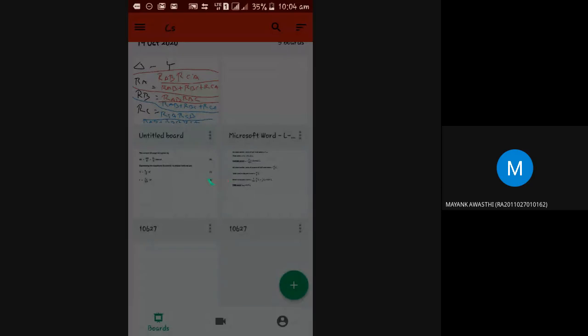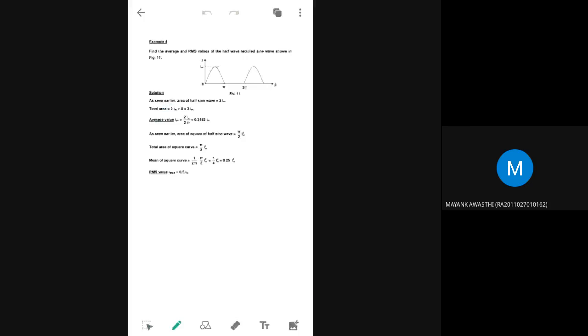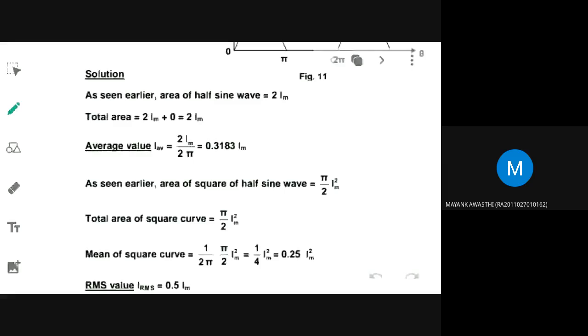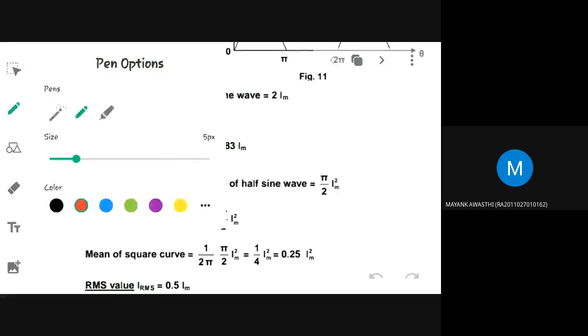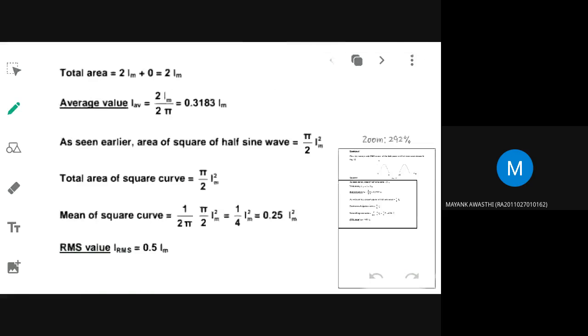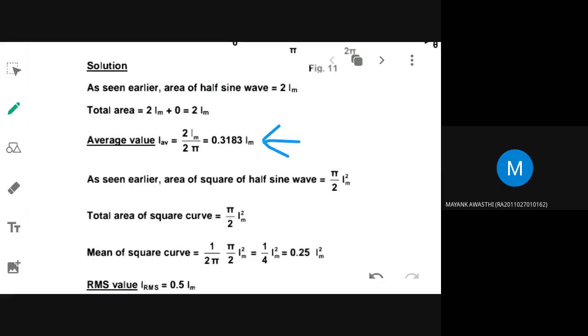So this was the waveform that I was talking about, for which the answer you have told me is Im by pi. Let me check whether it is correct or not. Yeah, it is. From this part, 2 will get cancelled. Im by pi is the answer. Okay, so you are correct. Similarly, you determine RMS also.